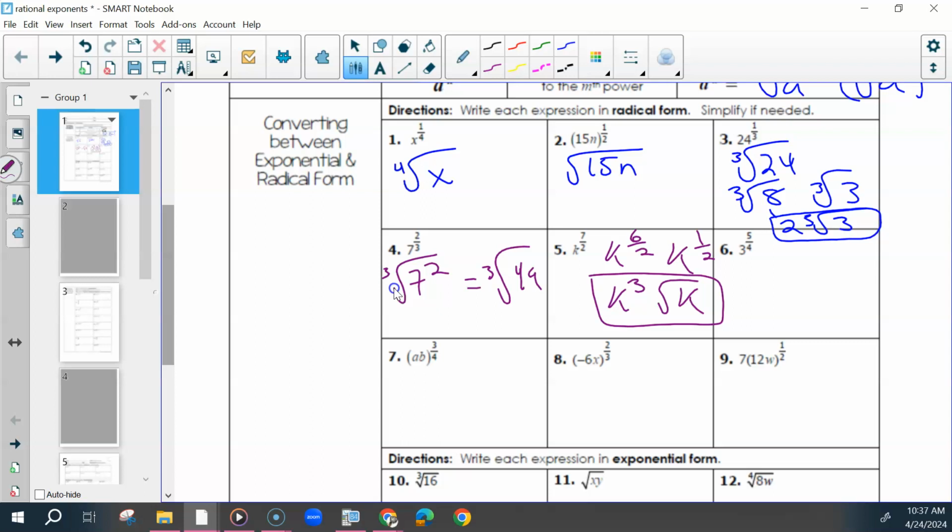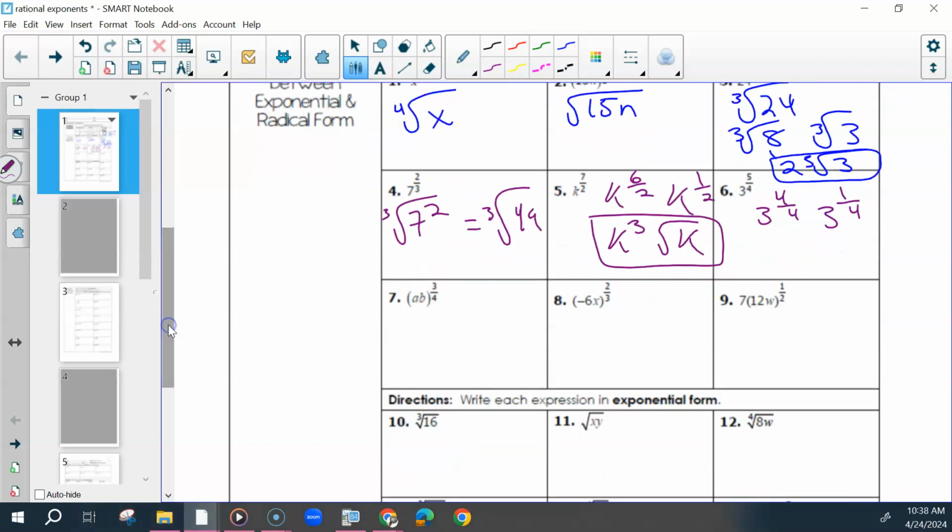Let's do another one like that, but with numbers. Number 6, we have an improper fraction. 4 goes into 5 how many times? Once. So that would just be 3 to the 4 over 4 with 1 left over. 3 to the 4 over 4 simplified to just 1, so 3 to the first, so just 3. And then how would I write this in radical form? The fourth root of 3.